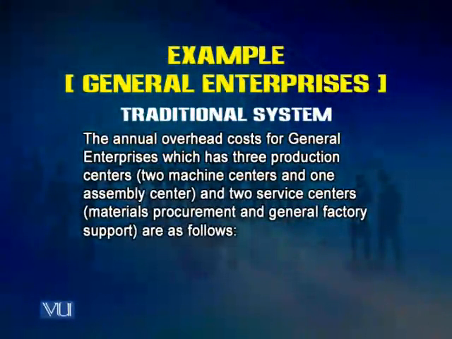We will use an example to illustrate the difference between the traditional system and the activity-based system. The example of general enterprises, and let's look first at the traditional system. The annual overhead cost for general enterprises, which has 3 production centers, 2 machine centers and 1 assembly center, and 2 service centers, the materials procurement department and the general factory support department. The overheads are as follows.